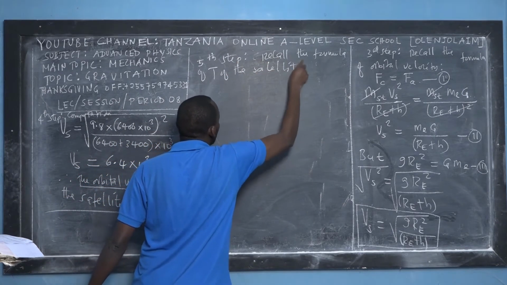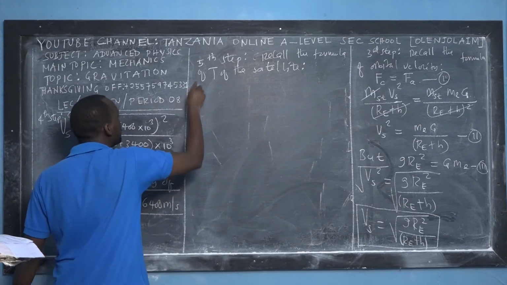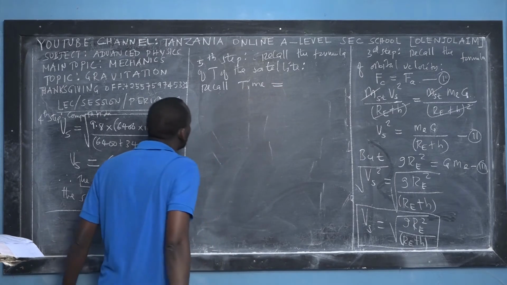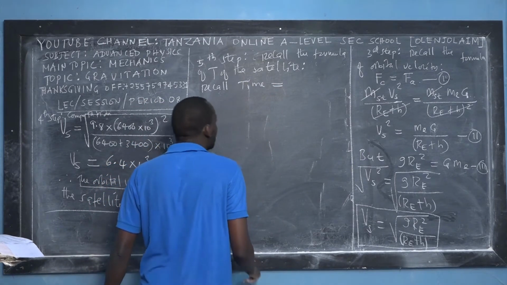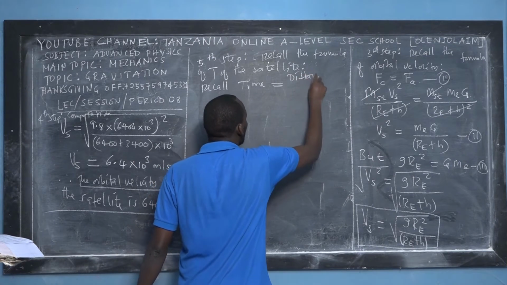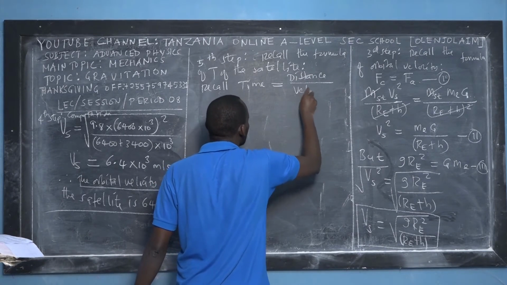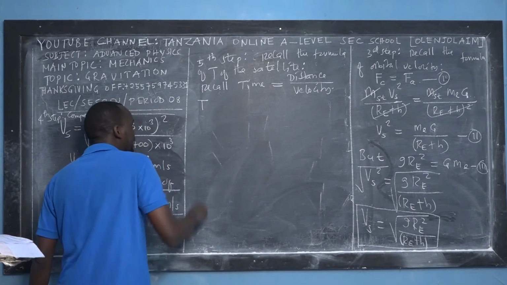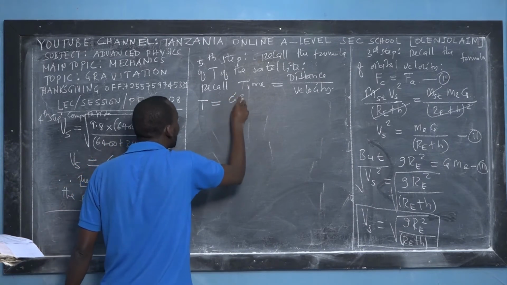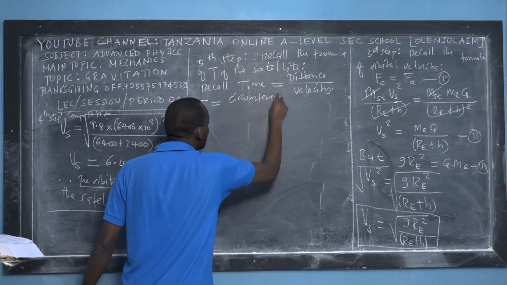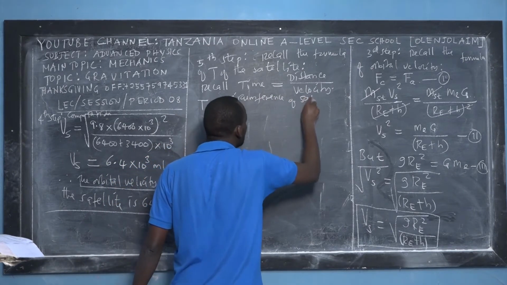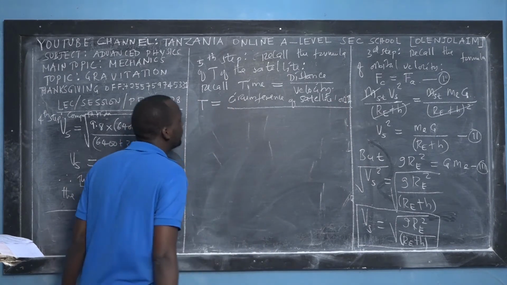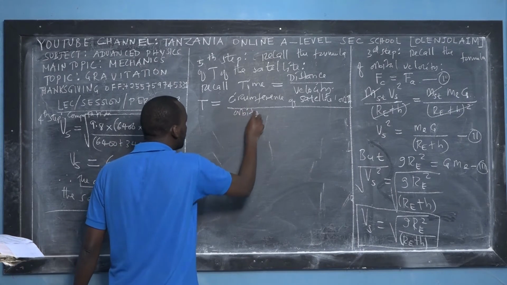So how do we do this? We have to recall the fundamental formula in motion, that the time is equal to the distance over the velocity. For our case, the time of revolution of the satellite, which we call the period, is equal to the circumference of the satellite orbit divided by the orbital velocity.